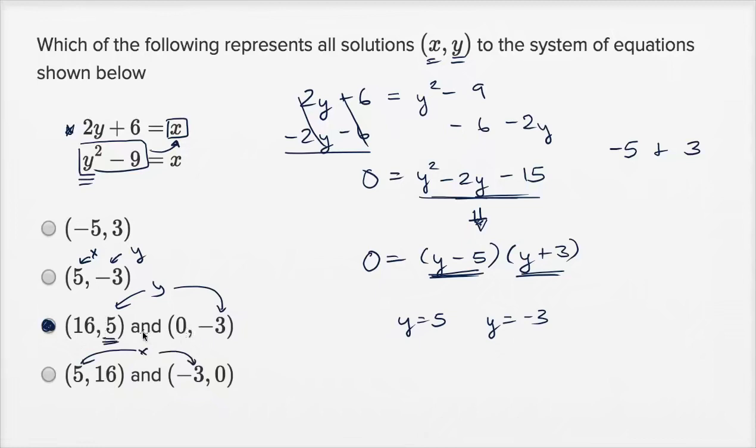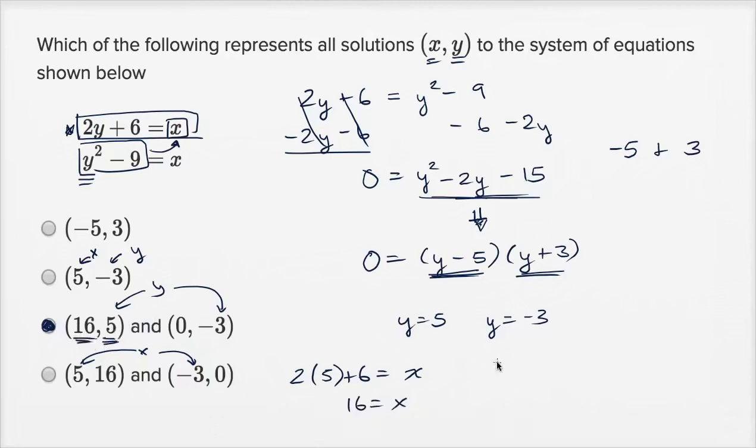But if you want to go back and feel good that when y equals 5, x equals 16, and when y equals negative 3, x is equal to 0, you can go back and substitute into this first equation, because we have 2 times 5 plus 6 is equal to x. So when y is equal to 5, you have 10 plus 6, you have x is equal to 16. And that's what we saw right over here. When y is 5, x is 16.